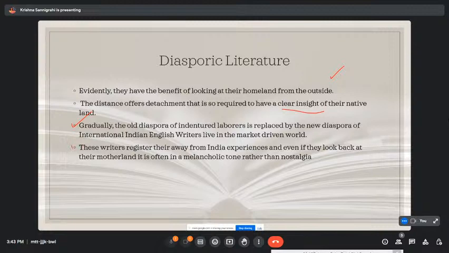So these writers register their away from India experiences, and even if they look back at their motherland, it is often in a melancholic tone rather than nostalgia. So the tone which they have is melancholic.